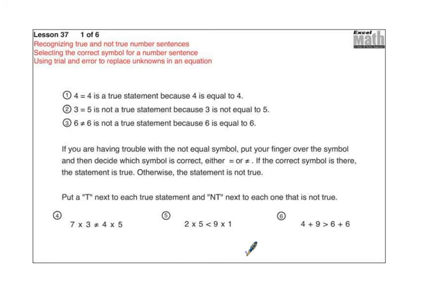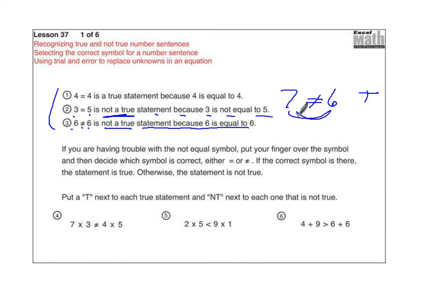Alright, let's take a look at this first part here. Number 1, 4 equals 4 is a true statement because 4 is equal to 4. 3 equals 5 is not a true statement because 3 is not equal to 5. 6 is not equal to 6 is not a true statement because 6 is equal to 6. And let me add that 7 is not equal to 6 is a true statement because 7 and 6 are not equal to each other, so that is true.